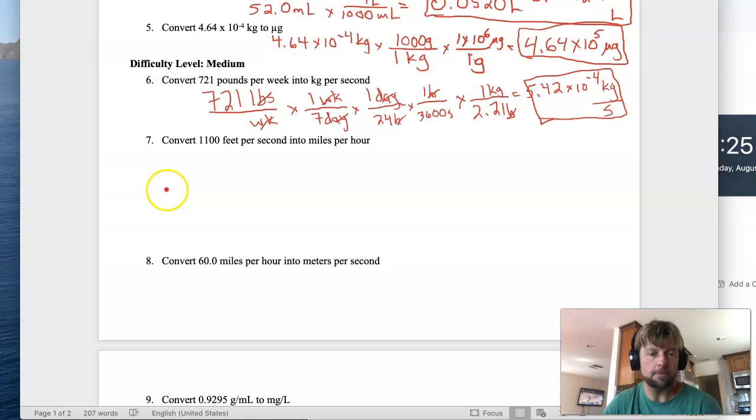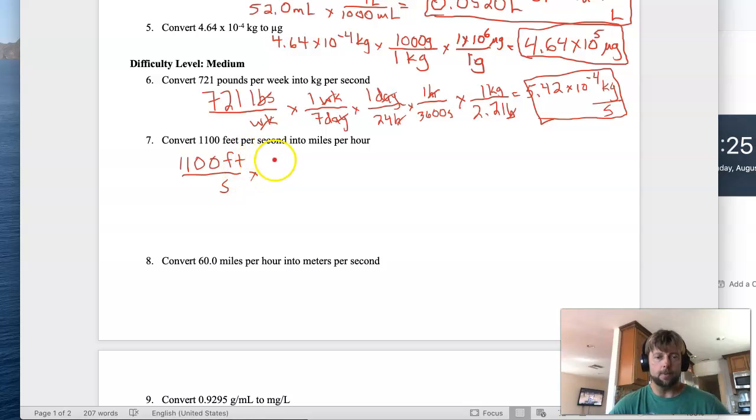For number 7 on our conversions practice, it looks like we're being asked to convert 1100 feet per second into miles per hour. It's really important that we start with the measurement that's given, 1100 feet per second. And it's also really important to write these numbers vertically so it's easier to cancel off your units.